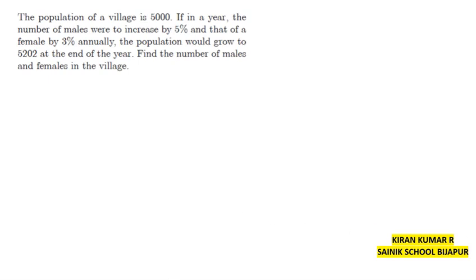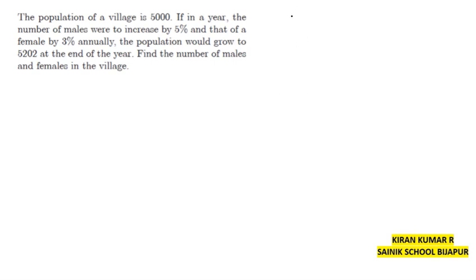I want you to solve this question. I'll be giving you a hint on how to solve this. The population of a village is 5,000. If in a year the number of males were to increase by 5% and that of the females by 3% annually, the population would grow to 5,202 at the end of the year. Find the number of males and the number of females in the village.